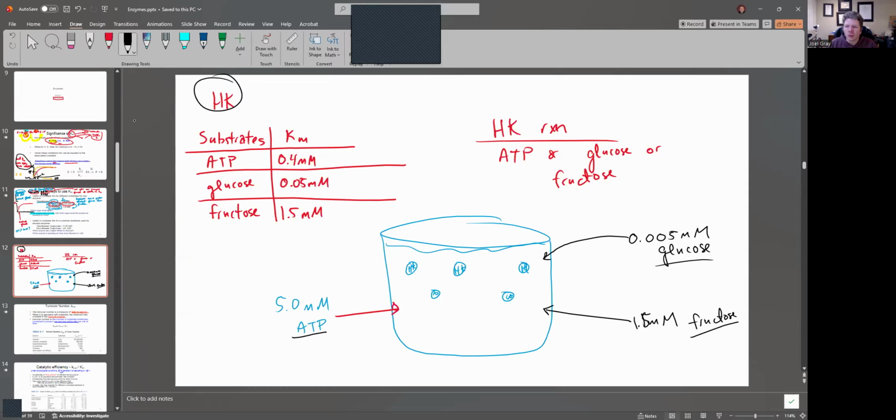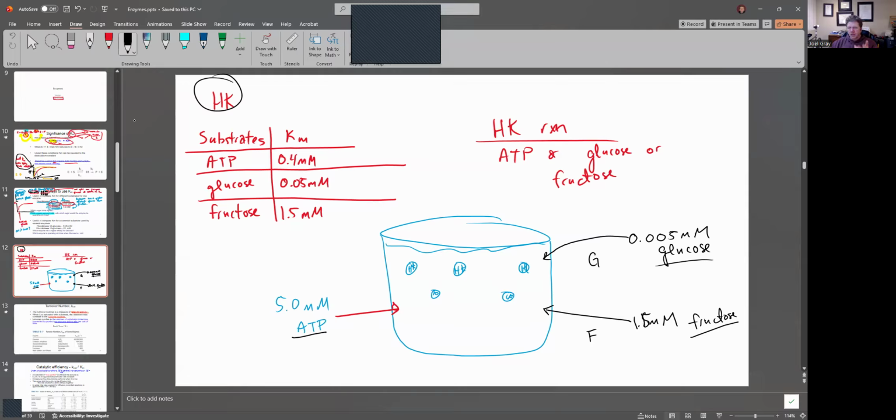Which substrate is it going to pick? Which substrate is it going to have a preference for? G for glucose or F for fructose, considering their KMs and the amounts that are present? Perfect. Spot on. That's absolutely right. Because if it binds to that fructose, it's going to be able to go at half of its maximum velocity. If it binds to glucose, it's going to be going slower than half of its maximum velocity.